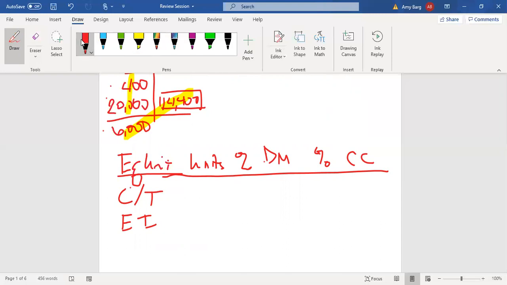So if we know that there are 14,400 units that were completed and transferred, and if they were completed and transferred, that means they have to be done. They have to be completely done. We can't do anything else to them. So these percentages here are 100%. And 100% of 14,400 is 14,400.